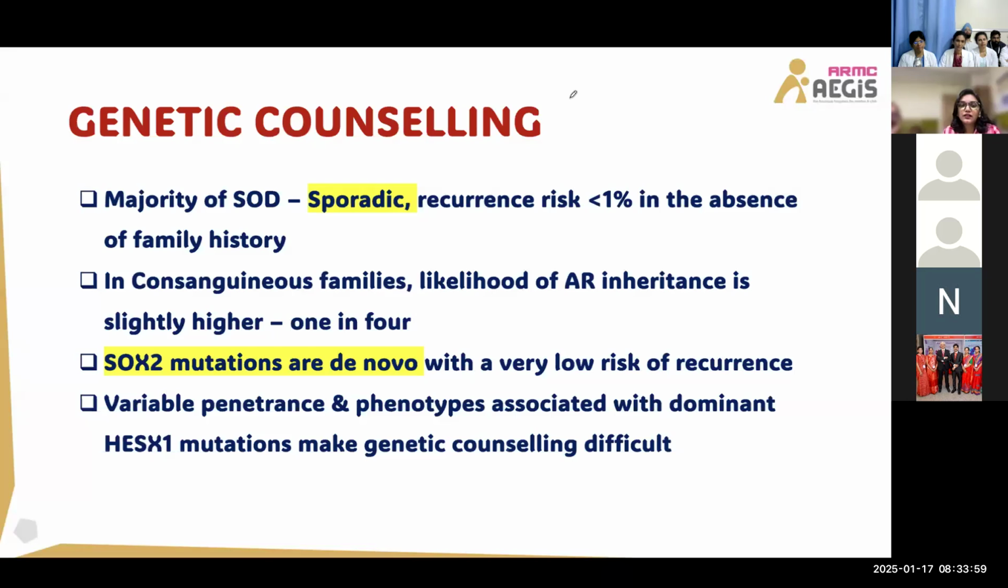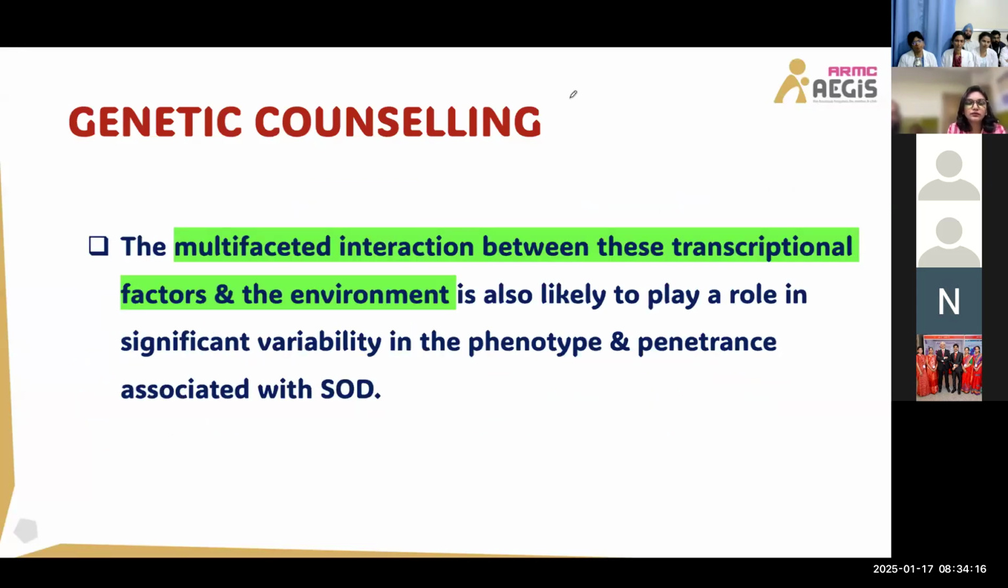Similarly, SOX2 mutations are also de novo in origin with a very low risk of recurrence. So the variable penetrance and phenotypes associated with dominant HESX1 mutations make the genetic counseling part difficult and quite challenging. So the multifaceted interaction between these transcription factors and the environment is also likely to play a role in significant variability in the phenotype and penetrance associated with septo-optic dysplasia.